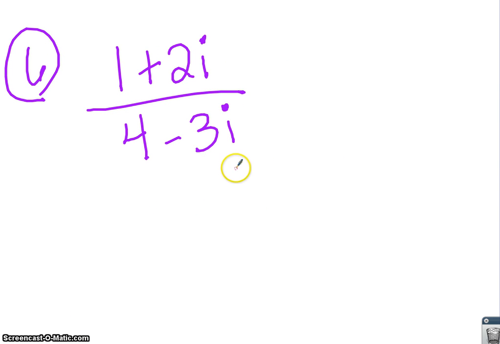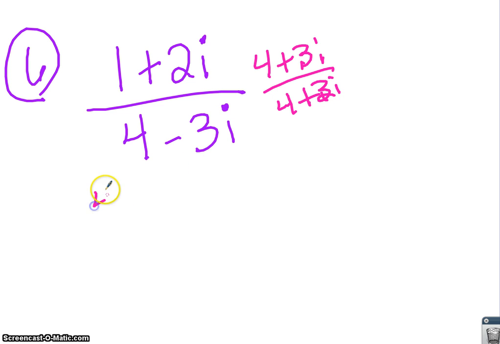Once again, you cannot have an i in the bottom, so we're going to multiply the top and the bottom by the conjugate of the bottom, which is 4 plus 3i. You're going to have to distribute on the top. 1 times 4 is 4, plus 1 times 3i is 3i, plus 2i times 4 is 8i, plus 2i times 3i is 6i squared. The i squared changes this to a minus 6.